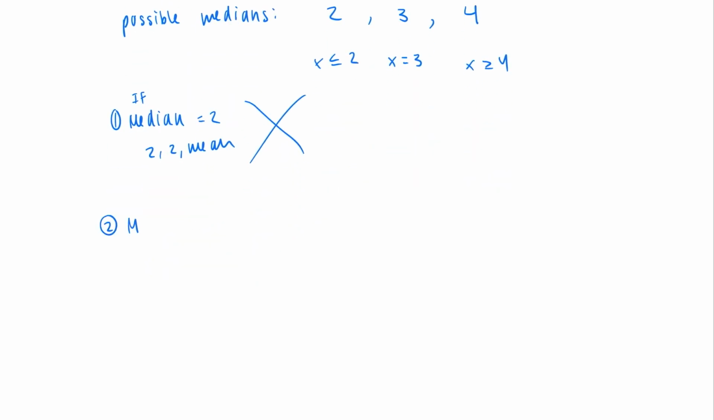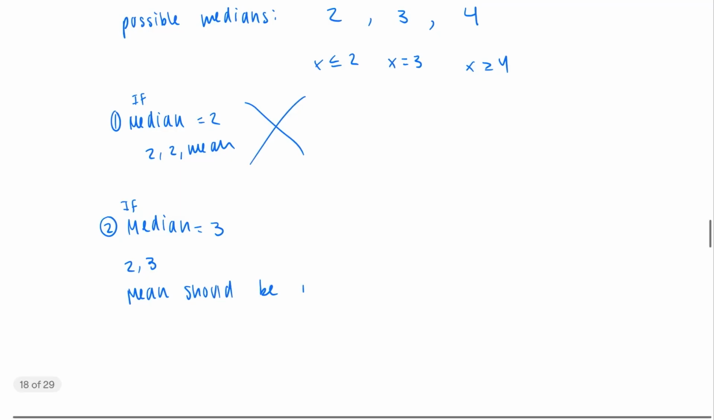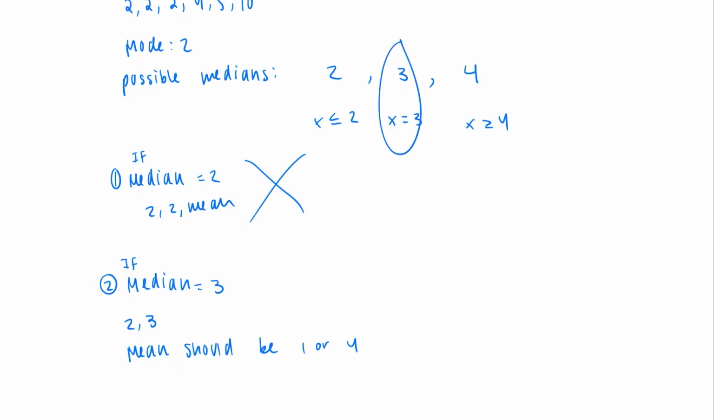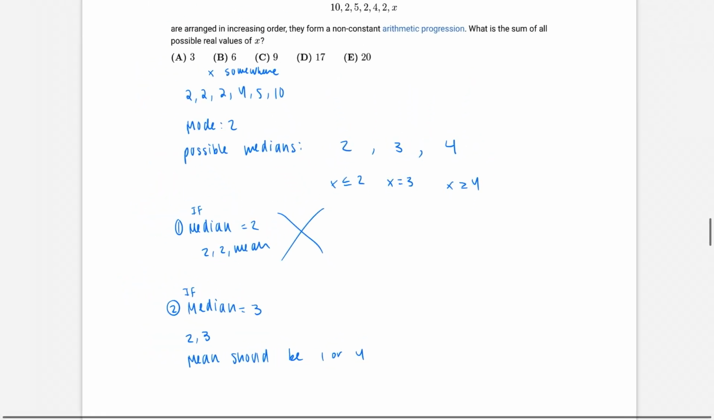For our second case, if the median equals 3, then we have a mode of 2, a median of 3. So that means that the mean should be 1 or 4 for us to have an arithmetic progression. Furthermore, as we've already said before, if the median is 3, we have to have x equals 3. So we can go ahead and calculate the mean.